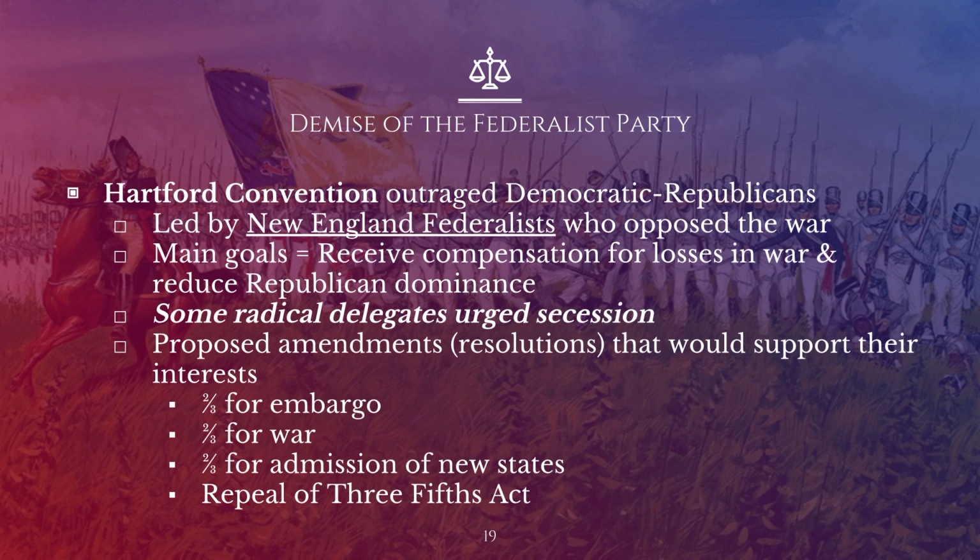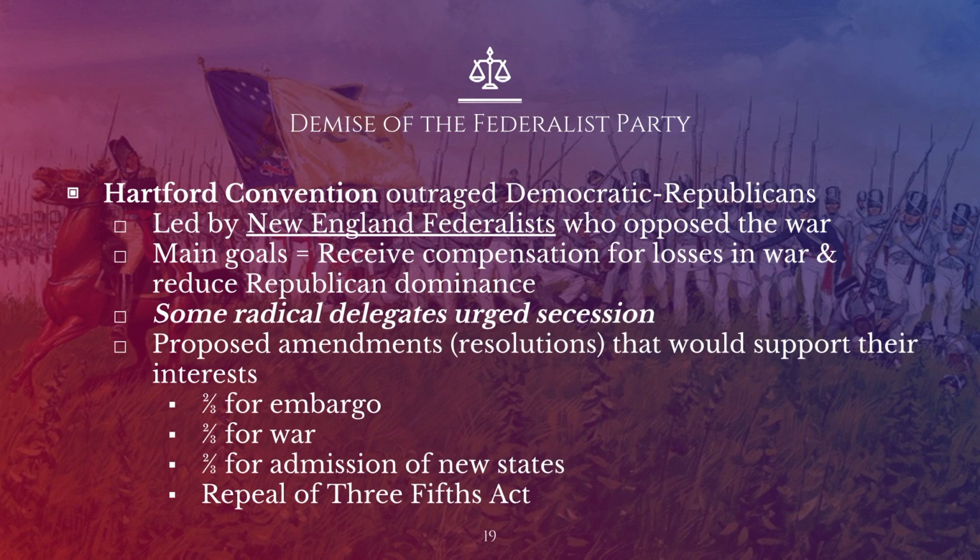And actually, the war had already ended, technically, before this convention occurred, but the Federalists who dominated this convention hadn't heard about this yet. So their main goals were to secure financial assistance from the federal government, receive compensation for losses during the war, and discuss measures that they can take to reduce Republican dominance in the U.S. A very important thing to keep in mind was that some radical delegates of this convention actually urged secession of New England from the United States. And this would actually establish a precedent later used by the South when it comes to the Civil War.